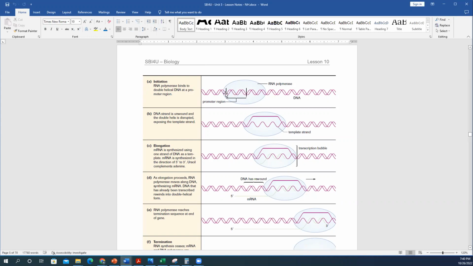The strand is unwound, the double helix is disrupted, and the template strand is exposed. Then you get some elongation. You get mRNA being made using the template strand, and it's synthesized in the direction of 5' to 3'. But in mRNA, you have to remember that you will never see any thymines. In this case, the base uracil replaces thymine, and U is complementary to A. Uracil is complementary to adenine.